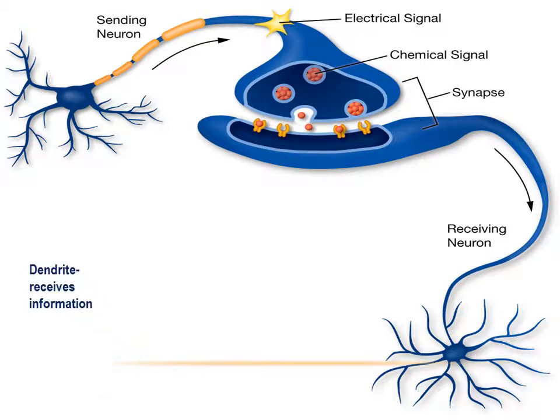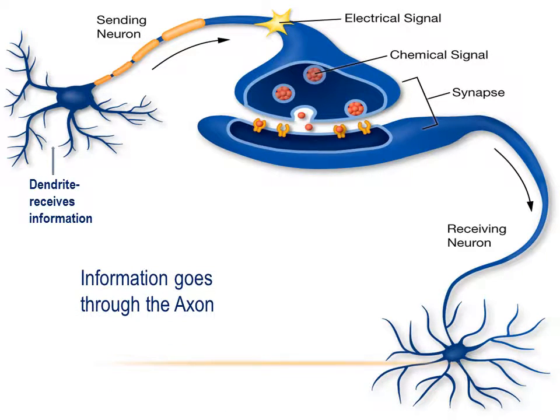Here we have a neuron. This is a dendrite. It receives the information. The information then goes to the axon and is sent out through the axon terminal, which sends information to receiving neurons.